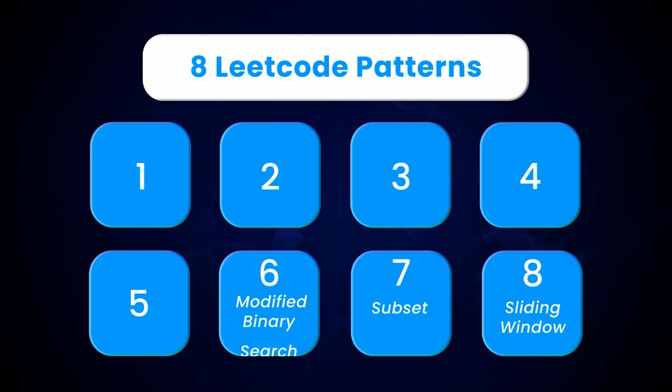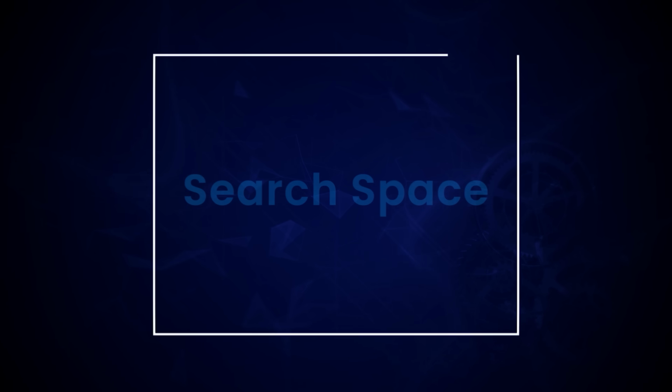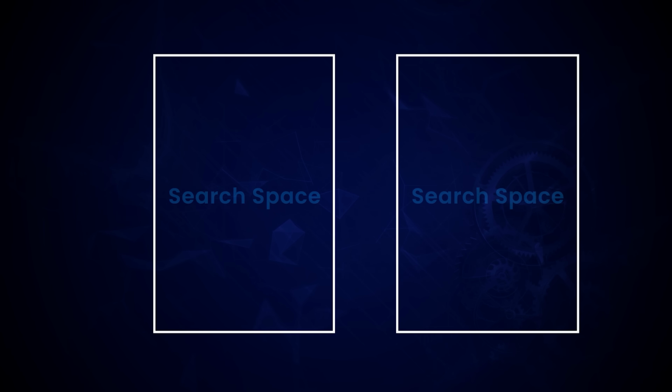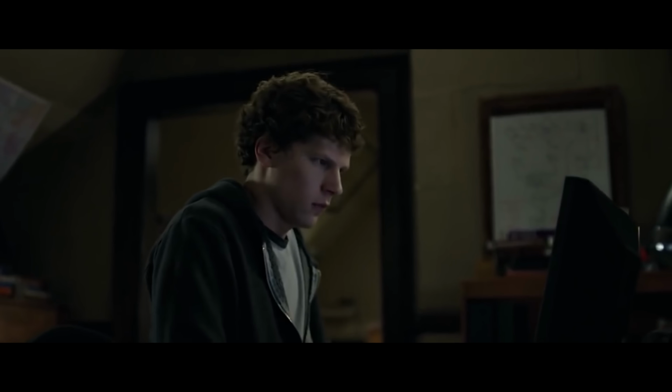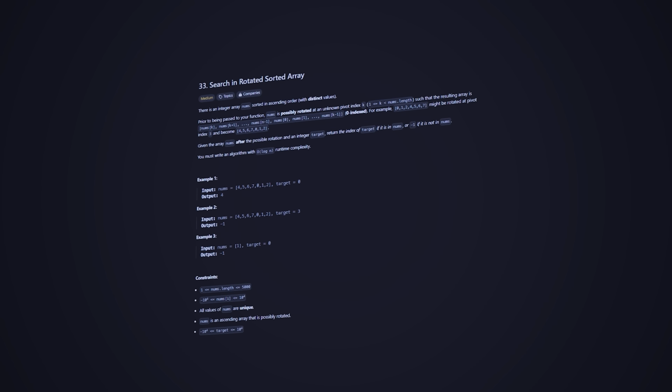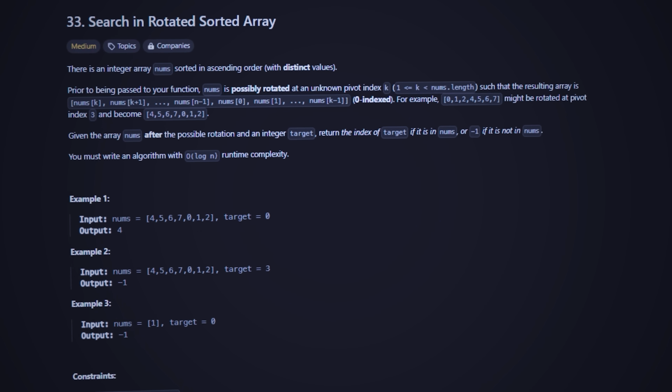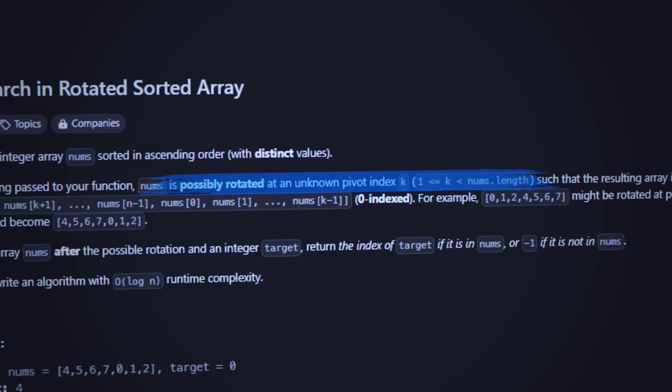Next, we have the modified binary search pattern. The core idea of binary search is to divide the search space in half again and again. In the modified binary search pattern, the core idea remains the same, but we need to adjust the logic a little bit to solve the given problem. Let's take the example of search in rotated sorted array problem. Here the array is sorted but rotated at an unknown pivot point. You'll need to modify the standard binary search to figure out which half of the array to search in.